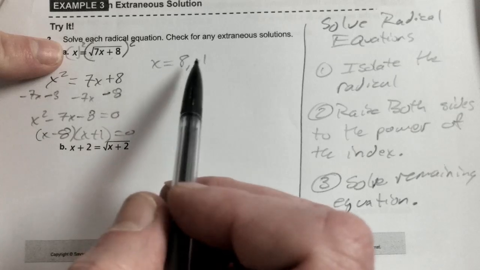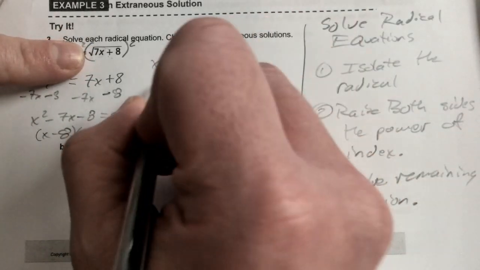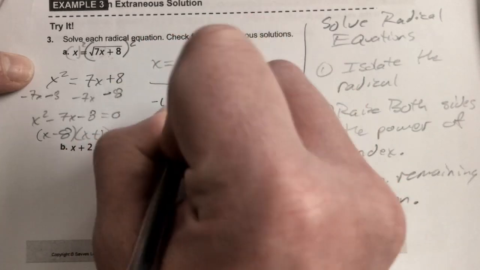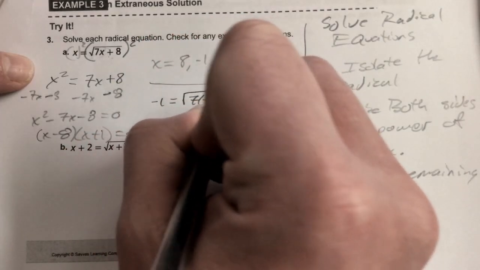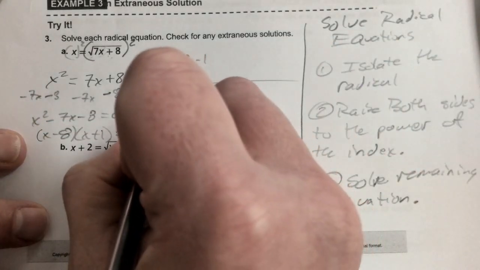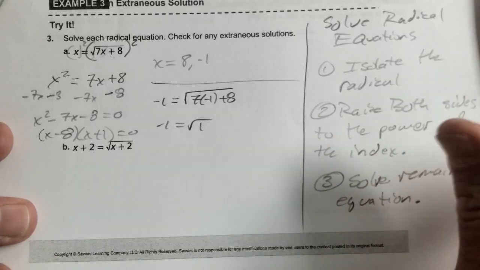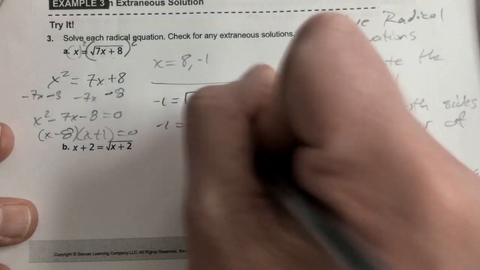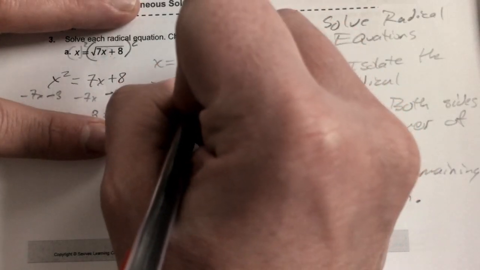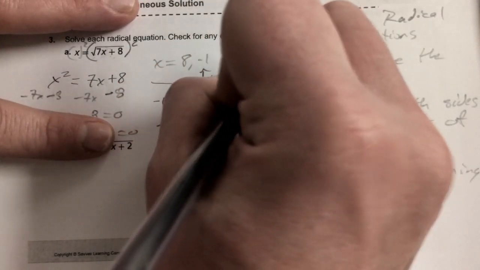So if I plug a negative 1 in, I would get negative 1 equals the square root of 7 times negative 1 plus 8. So negative 7 plus 8 is 1, so negative 1 equals the square root of 1. Is that true? No. Again, we're only looking for the principal root, so that does not work, meaning this guy is extraneous.